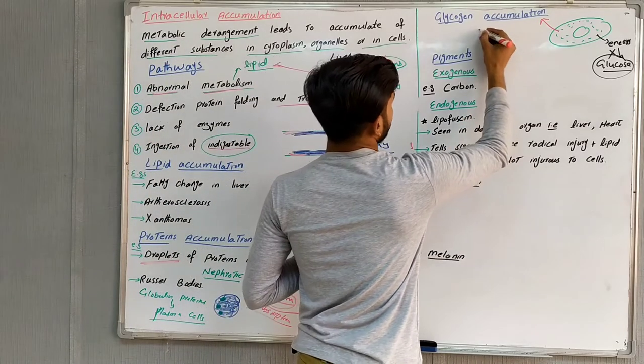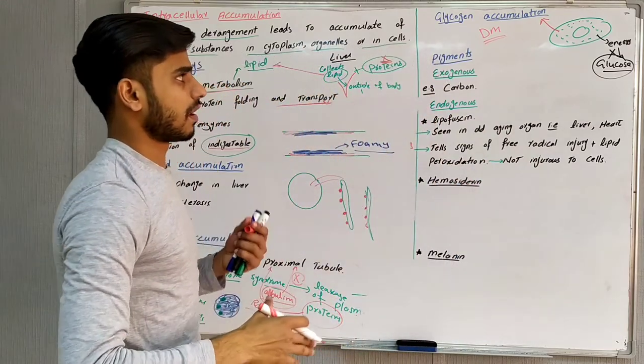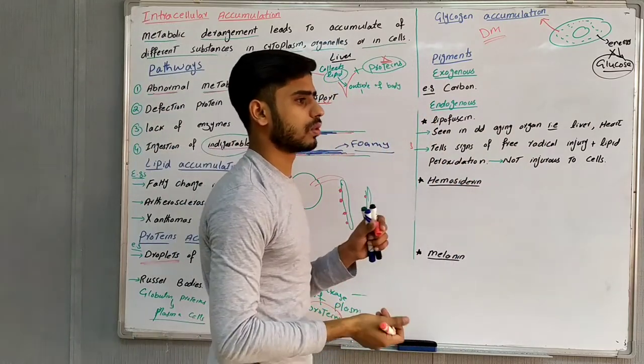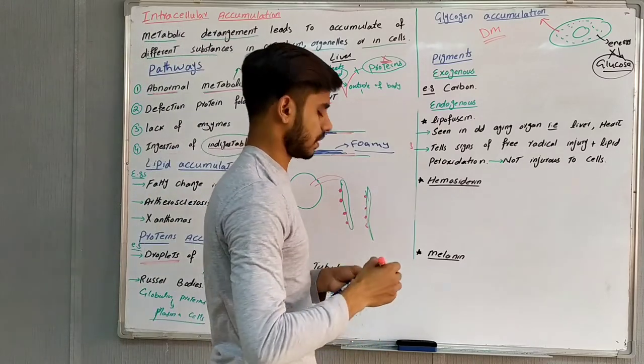Let's go to diabetes. In the case of diabetes mellitus, there may also be abnormalities where glycogen changing into glucose and glucose changing into glycogen will be disturbed, and because of this disturbance, there will be glycogen accumulation.